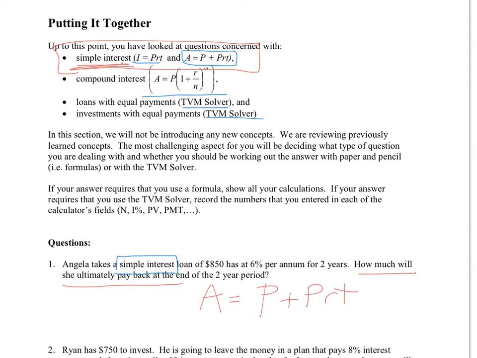Okay, so again, if it says simple interest, you know you're using simple interest. It's just a matter of figuring out, are you only calculating the interest or are you calculating the value of the entire loan? So if it says how much will you ultimately pay back, then that's the entire loan.